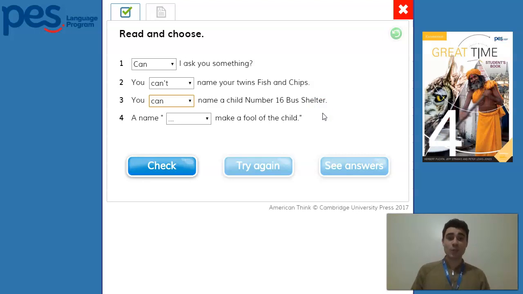Imagine yourselves being called number 16 bus shelter. Imagine when your mom is mad at you and is calling out loud, number 16, come over here. Very strange, right? But you can do that in New Zealand, right? And number 4, a name can, can't, or must not. According to the judge in the article, a name must not make a fool of the child.